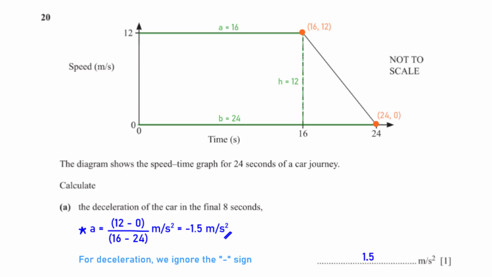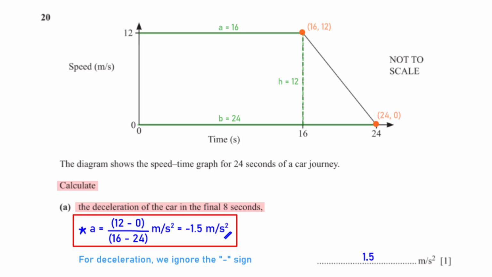The diagram shows the speed-time graph for 24 seconds of a car journey. Calculate the deceleration of the car in the final 8 seconds. The slope of a speed-time graph gives us acceleration or deceleration. So for the final 8 seconds, we have (12 minus 0) divided by (16 minus 24) meters per second squared, which is equal to negative 1.5 meters per second squared.